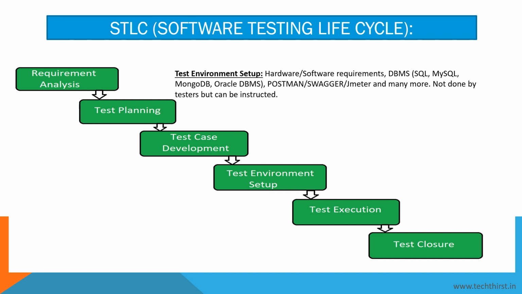For databases, organizations use various types of DBMS, such as SQL, MySQL, MongoDB, and Oracle DBMS, based on clients' requirements. Similarly, we have API tools, Postman or Swagger or JMeter, that get picked based on the best suitability to the application. The installation and configuration are done by the IT team due to security concerns, based on the resource requests.